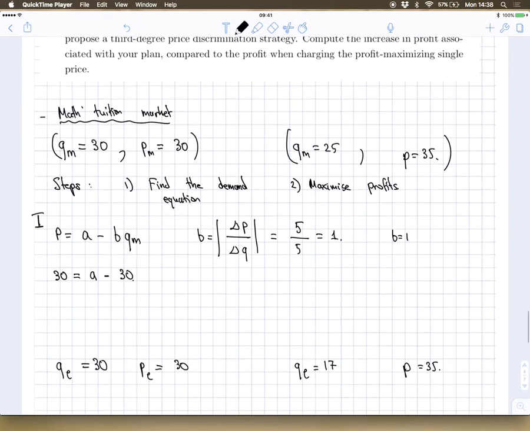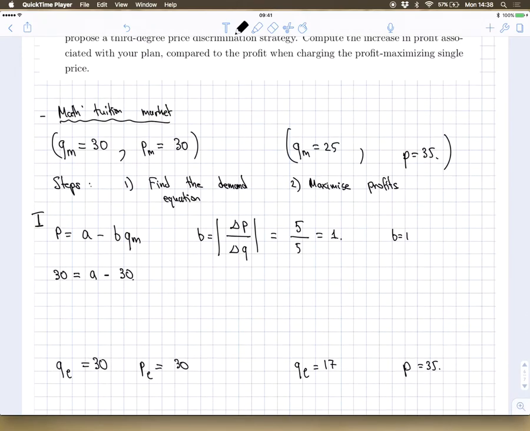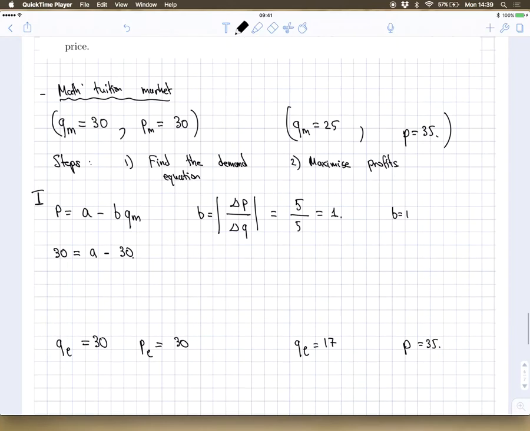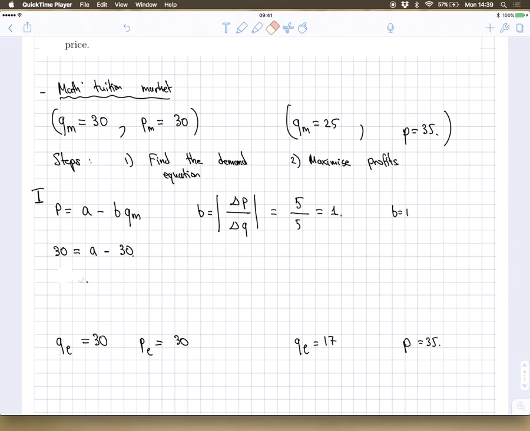Okay. So the slope is 1. And one of the prices that I have is 35 and 30. And the other one that I have is 25 and 35. So in this case, A would be equal to 0. That doesn't make sense. 60. What am I missing? Oh yeah, 60. Whew. Yes, of course. My brain freezes sometimes. A is 60, right?